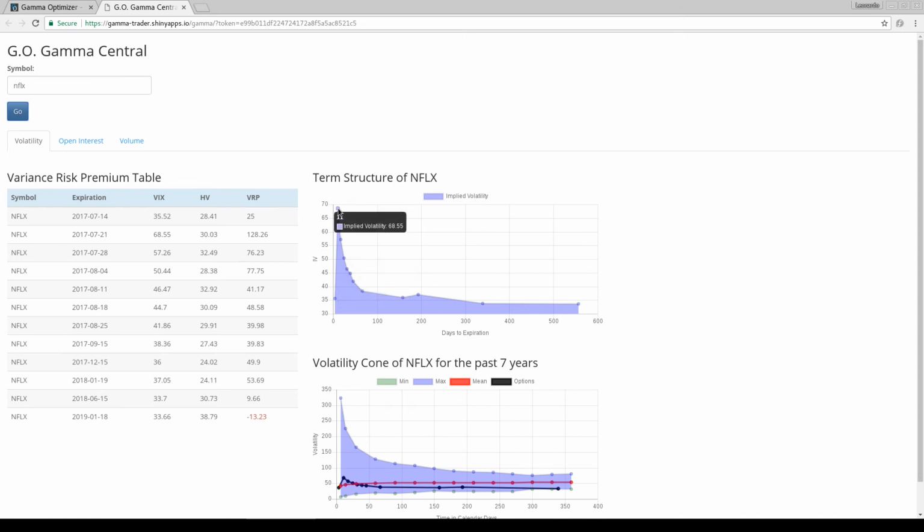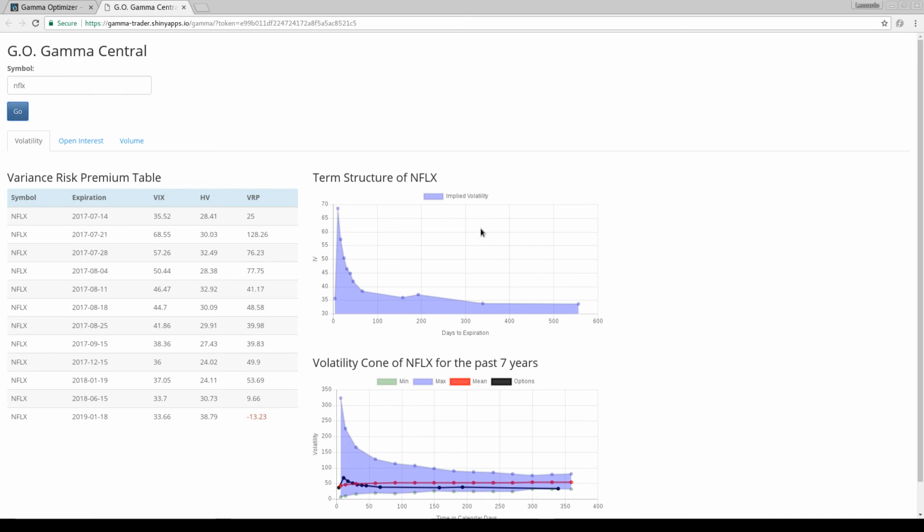Netflix is approaching 70% volatility, and it looks like the earnings release is going to happen between the 14th and the 21st. Look at this, it's almost 70. So, Netflix, and this is a nice earnings release term structure.